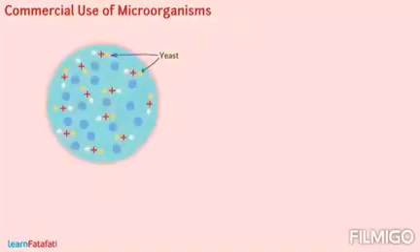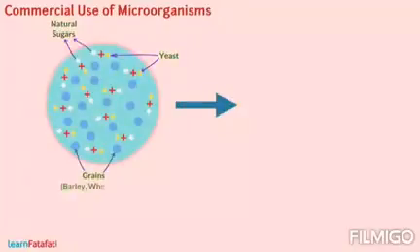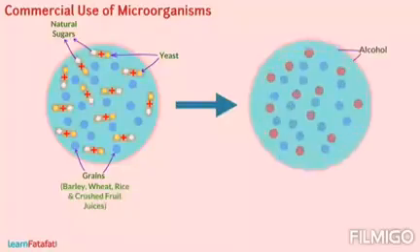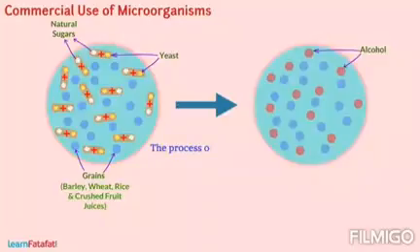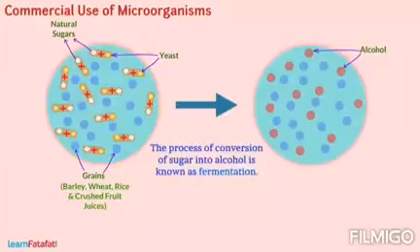Commercial use of microorganisms. Yeast converts natural sugars present in grains like barley, wheat, rice, and crushed fruit juices into alcohol. The process of conversion of sugar into alcohol is known as fermentation. Let's perform an activity to understand the use of yeast for production of alcohol.